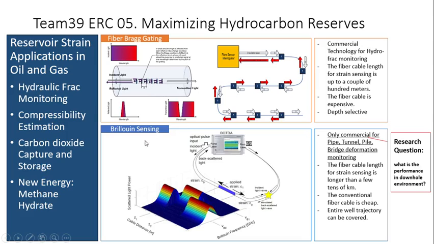On the other hand, Brillouin strain sensing is the commercial technology for civil engineering, and pile, tunnel, and heavy structure bridge deformation monitoring is the typical application. The fiber cable length, unlike fiber Bragg grating, is almost unlimited. It can be a few tens of kilometers long. The conventional fiber cable can be used so that the manufacturing cost will be cheap. The entire well trajectory can be covered.